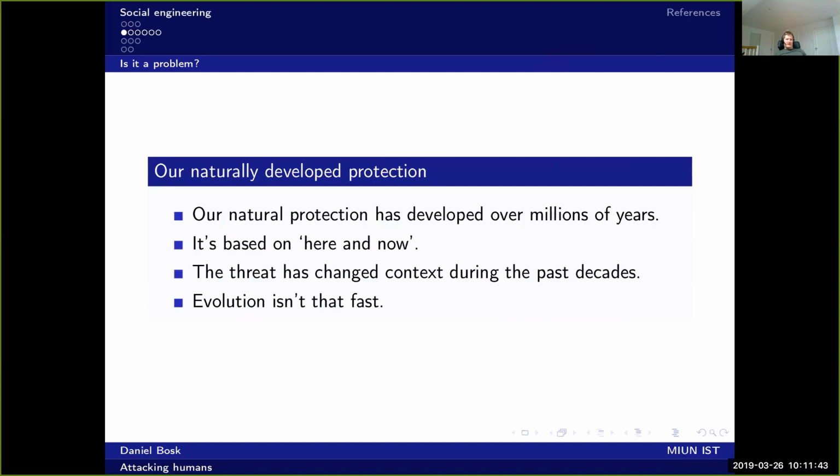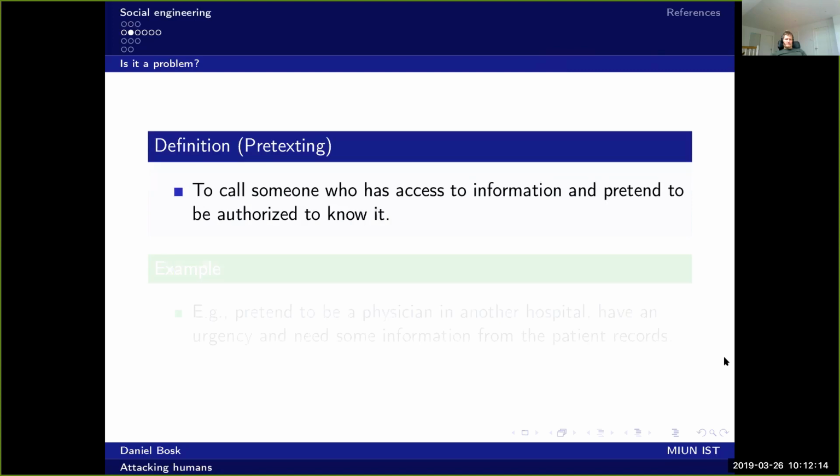However, the threat that we're facing now is due to technology that has changed during only the past decades, and evolution is not that fast. So we really need to be conscious about these things, and really train ourselves to get a correct behavior. But even then, it might actually be quite hard.